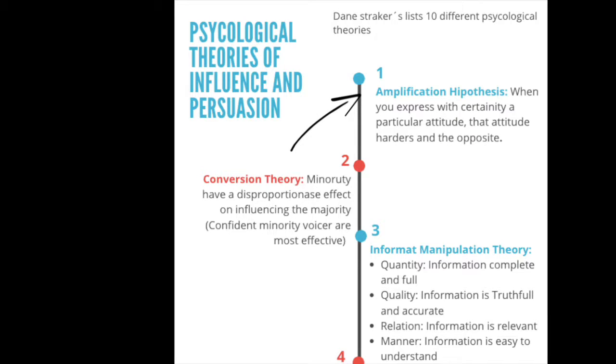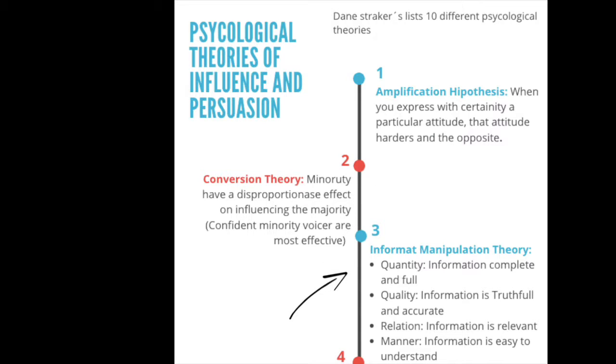It says in this one that when you express a particular attitude with certainty, that attitude hardens and you can convince in a better way. The second one is the conversion theory. It talks about how minorities have less effect on influencing others, so they need to be more confident and try to be more effective.